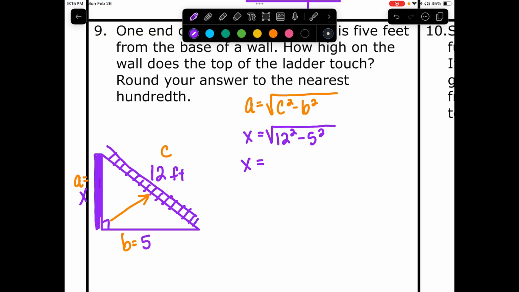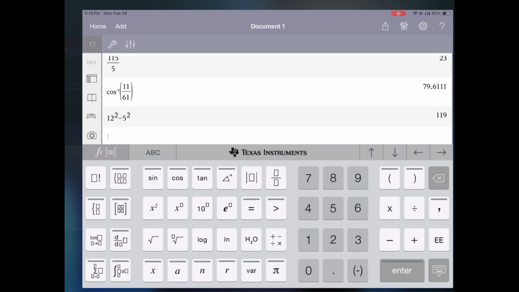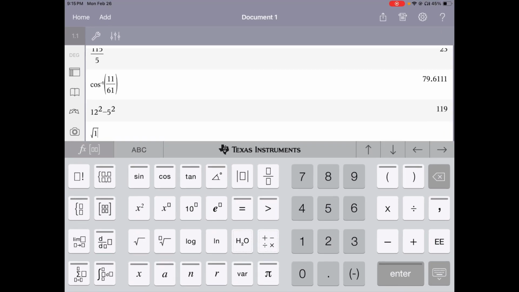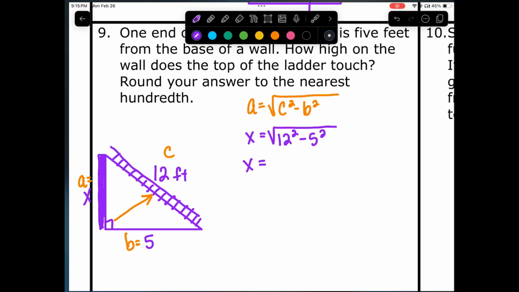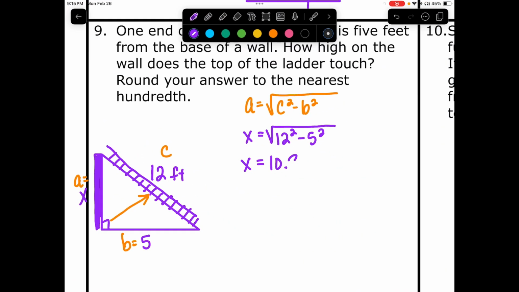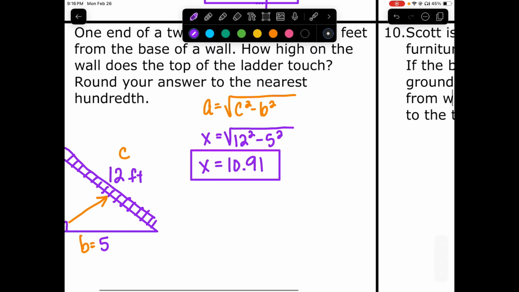Oh, to the nearest hundredth, my bad. So I'm going to actually do the square root because that's what it asked for. All right, 10.91. And there you go. Easy peasy. Number 10.